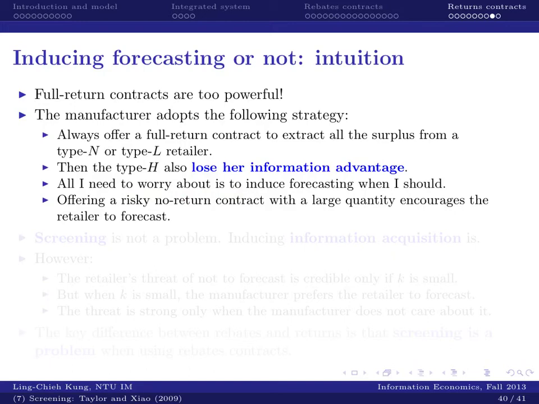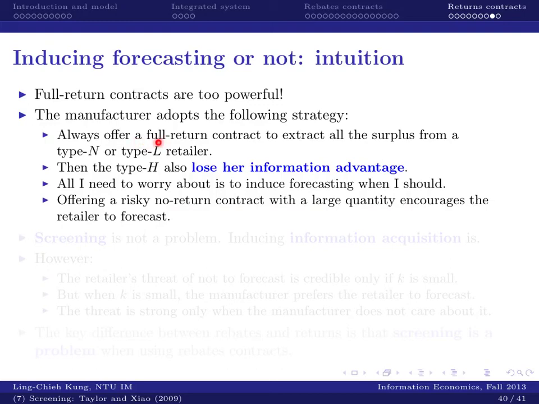Here, there's one thing that is really good. If I want to induce the retailer to do forecasting, I know I need to offer two contracts. One of them is a full return contract, right? And to differentiate them, I can simply offer a no return contract with a very large quantity. Okay? In that case, this contract would be very risky, and this contract will encourage the retailer to do the forecasting. Okay? Exactly what I want.